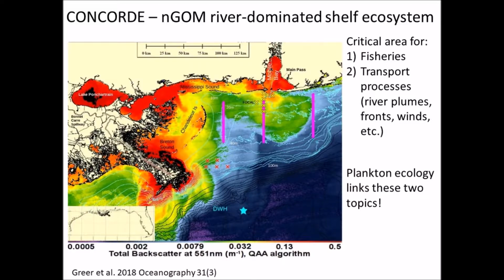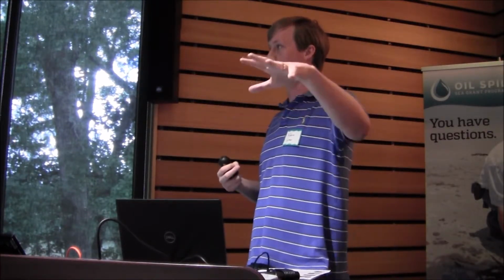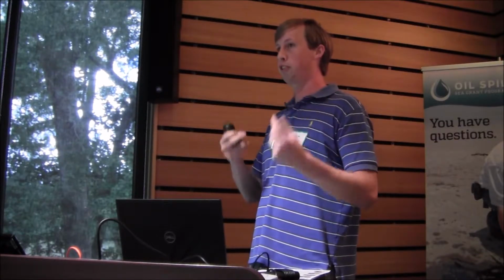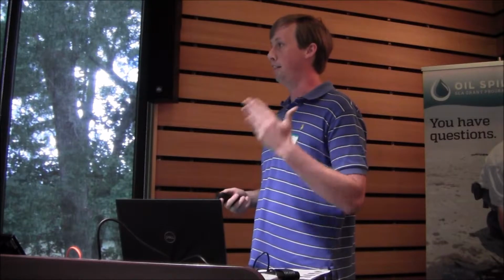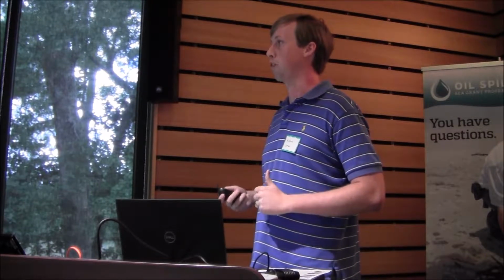And also there's a lot of freshwater input in this area, such as river plumes. There are fronts and these very ephemeral features that show up that are very important for aggregating plankton and also oil. And so plankton ecology, in my view, links these two topics, because you have organisms that are being dispersed by the prevailing currents, but then it's also this critical link to fisheries. And so it's a really interesting topic that technology is helping us understand quite a bit.